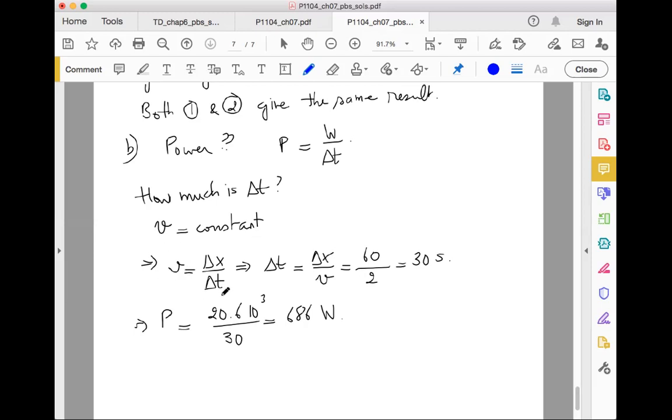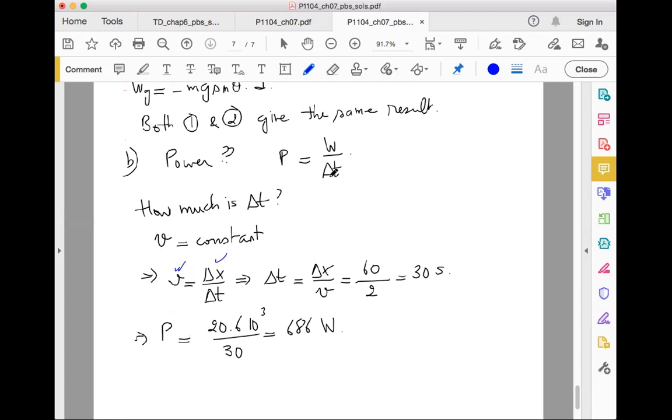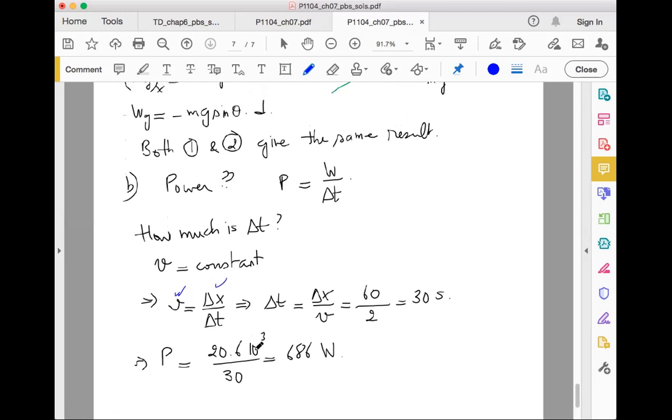So we can use the definition of the average velocity, which is given by v equals delta x over delta t. V is known, delta x is known, but delta t is the unknown. So we can conclude that delta t is delta x over v. So it's given by 30 seconds. Now, all we need to do is just replace W and delta t by their values. And so we end up with the power equals 20.6 kilojoule, so 20.6 times 10 to the power 3 joule, divided by 30 seconds. And we end up with 686 watts. So that's it for this problem.